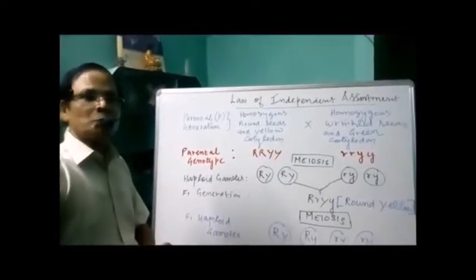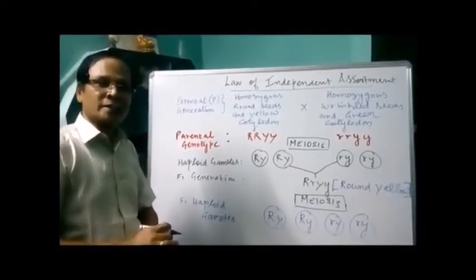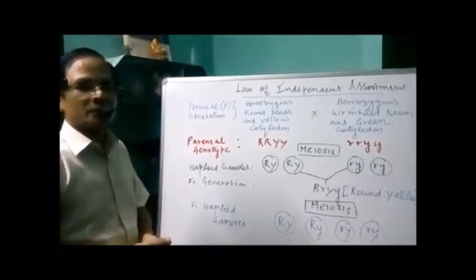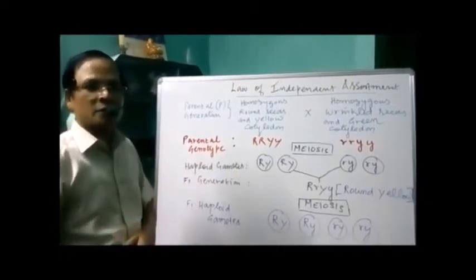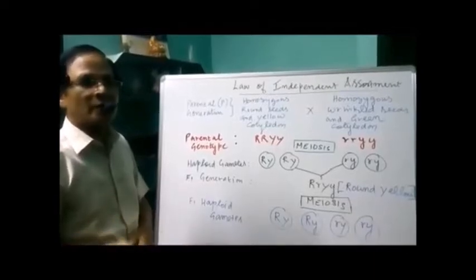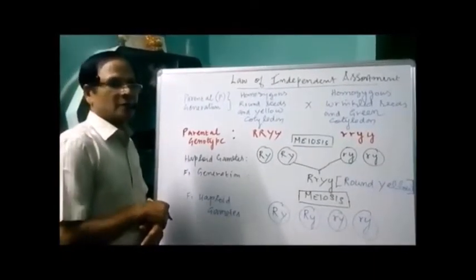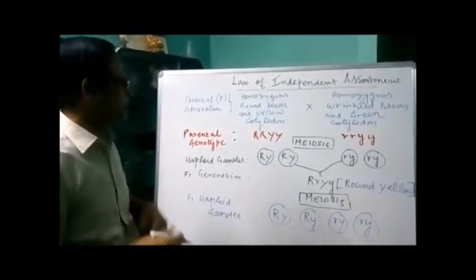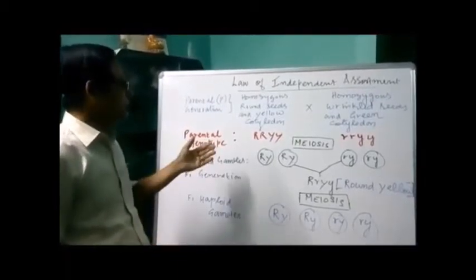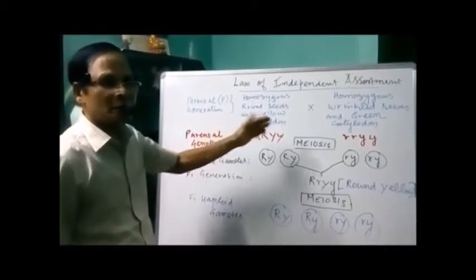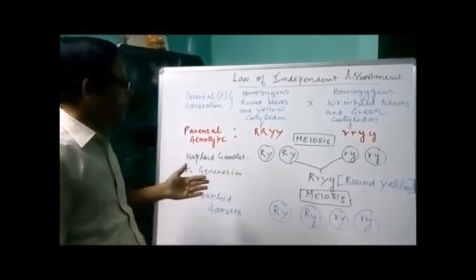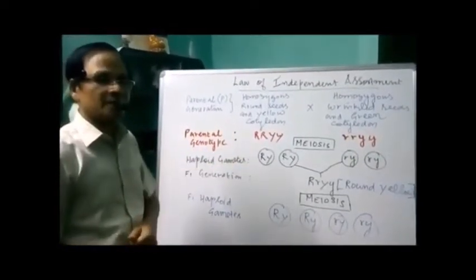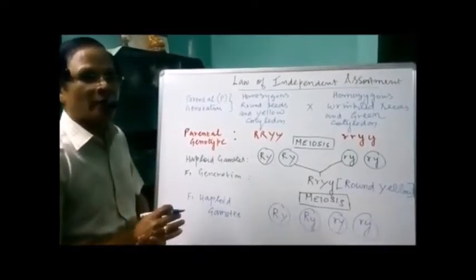What is independent assortment? When two pairs of traits or characters are combined in a hybrid, the segregation of one pair of factors assorts independently of the other pair of factors and characters. I'll repeat once again: when two pairs of contrasting characters combine in a hybrid, the segregation of one pair of characters is independent of the other pair of characters.